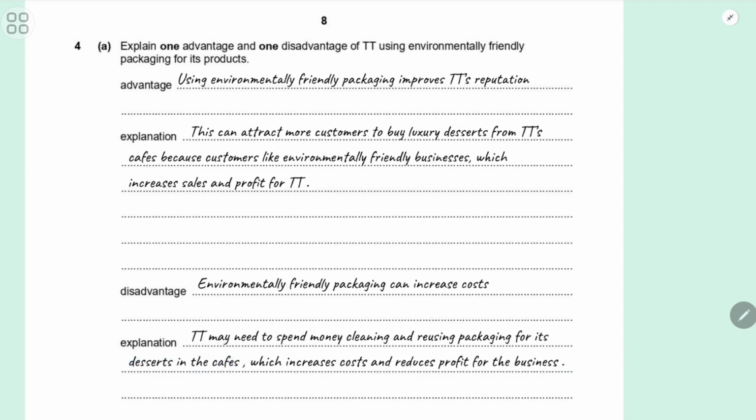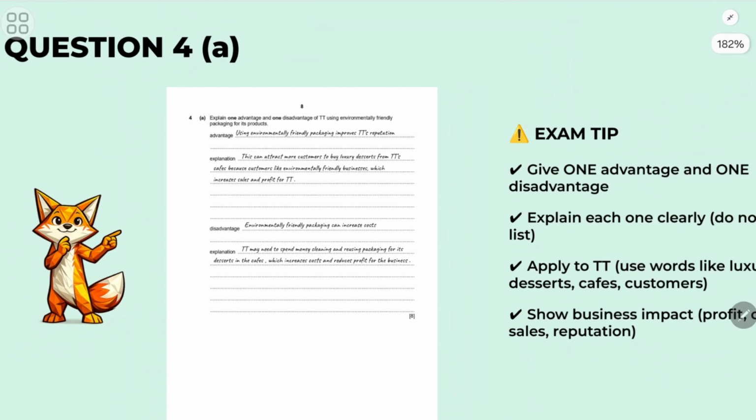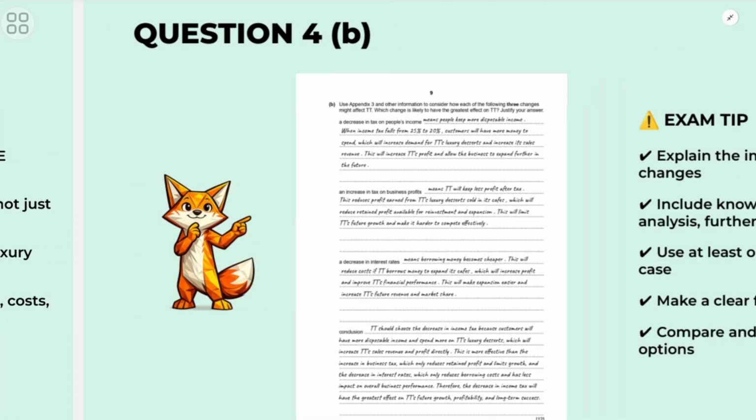This answer gives a correct advantage and disadvantage, explains both clearly, and applies them to TT using the case study. It also shows the business impact on profit, sales, and costs, which is required for full marks. Now let's look at the last question.